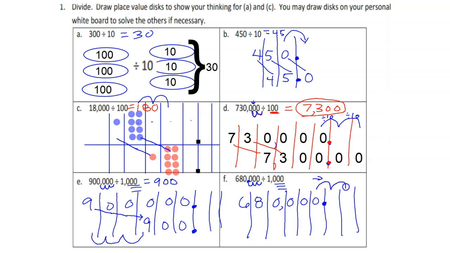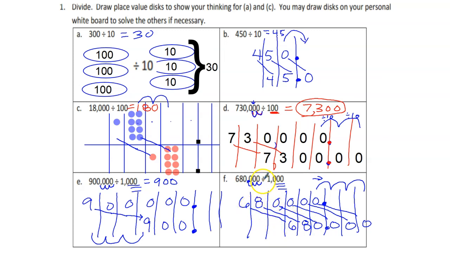Divide by 10, divide by 100, divide by 1,000. So 10 to the third power is 1,000. Dividing by 1,000, this 0 that was in the ones place is going to be in my thousands place. The 0 that was in my tens place is going to be in my hundreds place. The 0 that was in my hundreds place is going to be in my tenths place. The 0 that was in my thousands place is going to be in my ones place. The 8 that was in my 10,000 place is going to be in my tens place. And the 6 that was in my 100,000 place is going to be in my hundreds place.